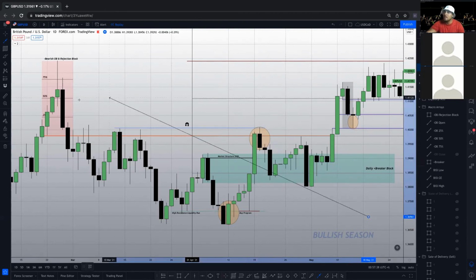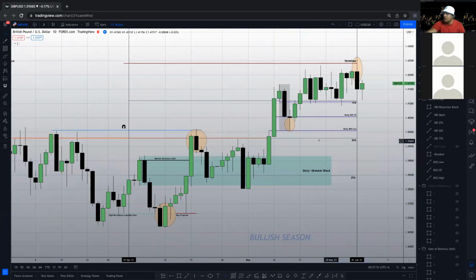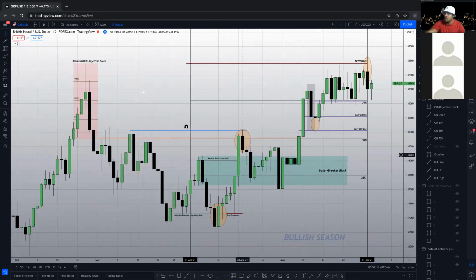We expect price, once it hits the 50% of this rejection block, to retrace into a discount array of the current range. We broke this range. We are above 50% now on our overall range. Remember, it's from this high to this low, right? And the buy program started here. So we're at 50% from this low already up here to this high. We don't expect it to come back down here.